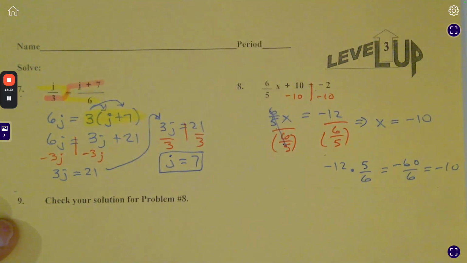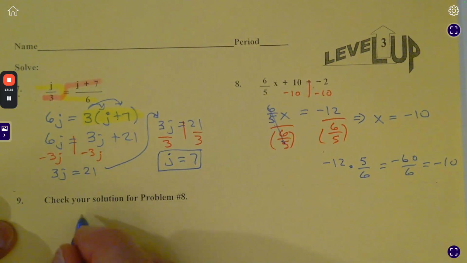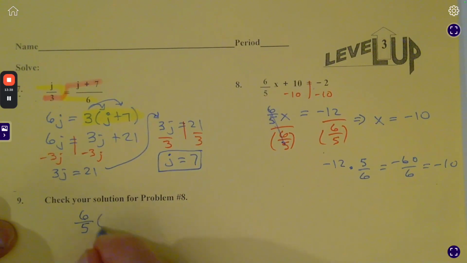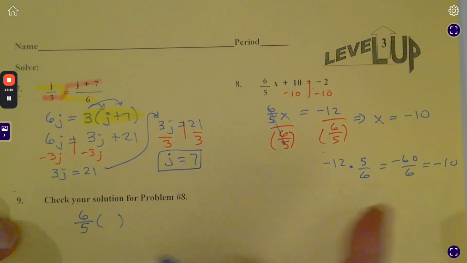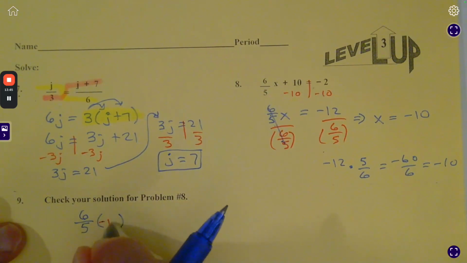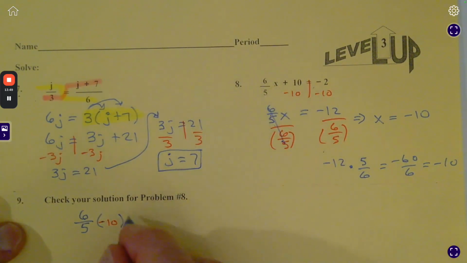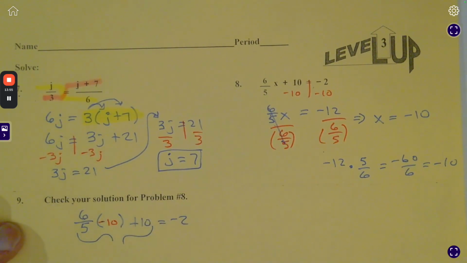Okay, now you're going to check. So you're going to go to the original problem. Do not use any manipulated problem. You got to go to the original. Substitute that negative 10 in. Where you see an x, everywhere you see an x, you put a negative 10. In this case, there's only 1. Plus 10 equals negative 2. Simplify this and see what happens.